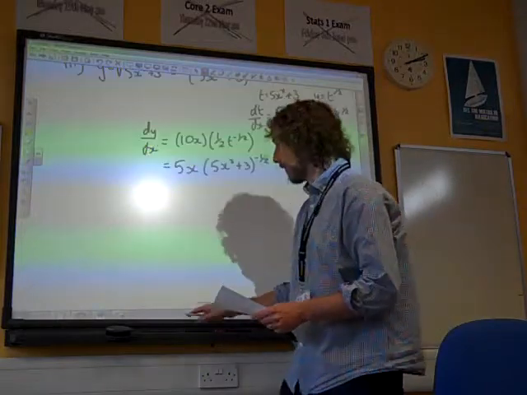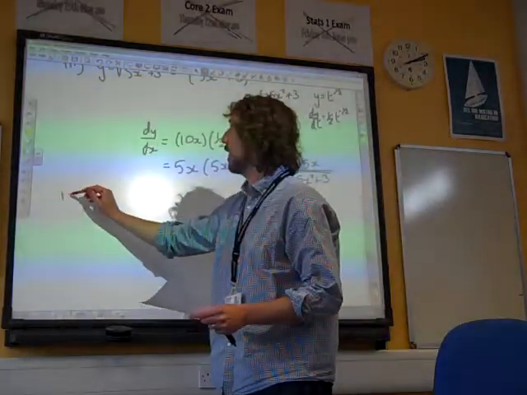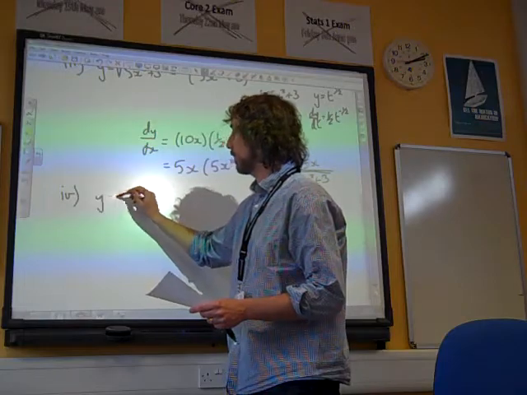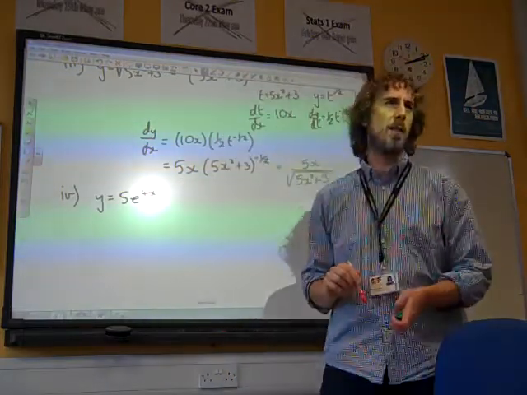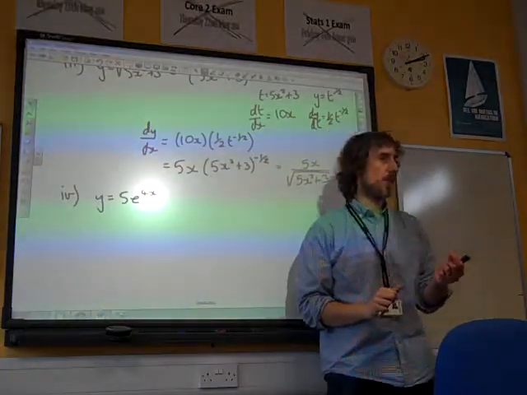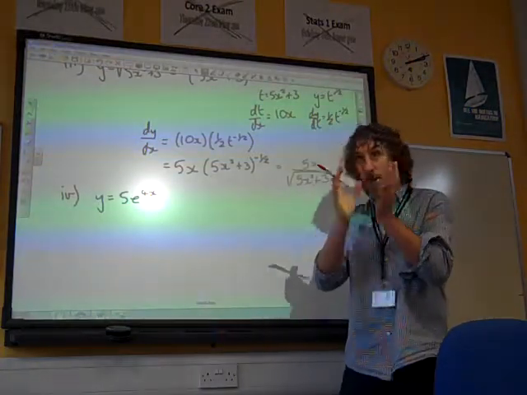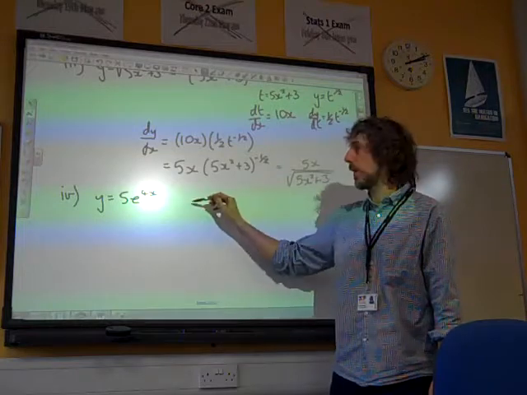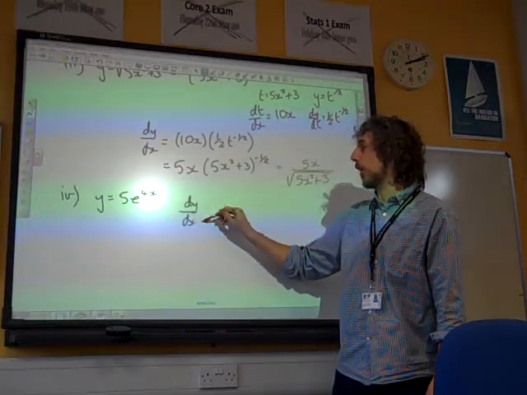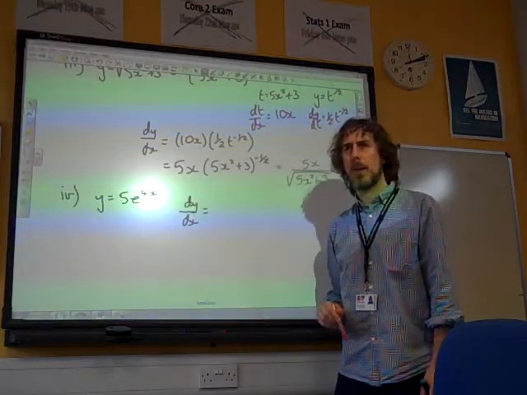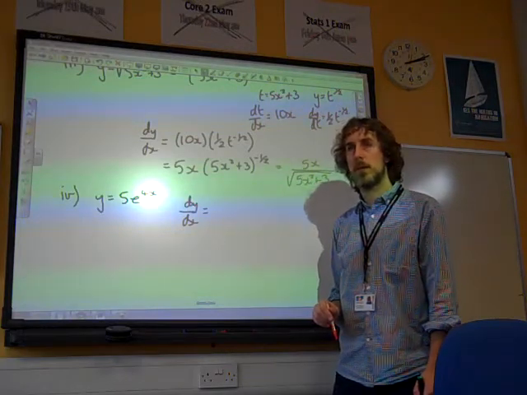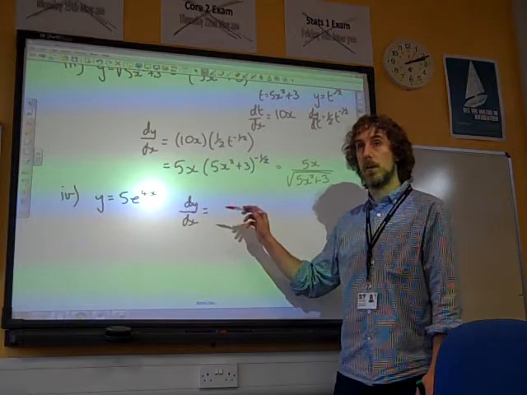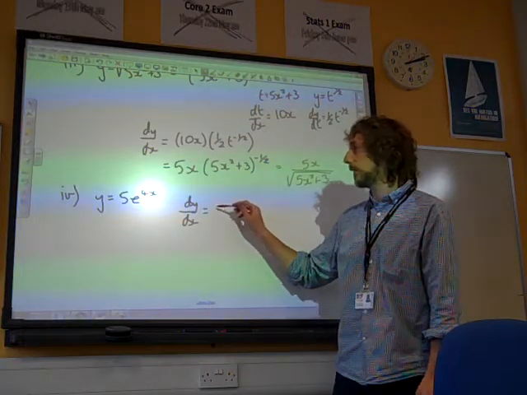5e to the 4x. So this took us on to what we did later on in the week. And actually we can do this straight away. If you want to do the whole substitution thing, your t would be the 4x, wouldn't it? But we can probably just do this in one go. What did you get? 20e to the 4x. Very good.